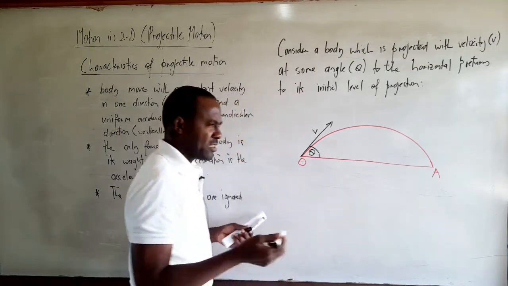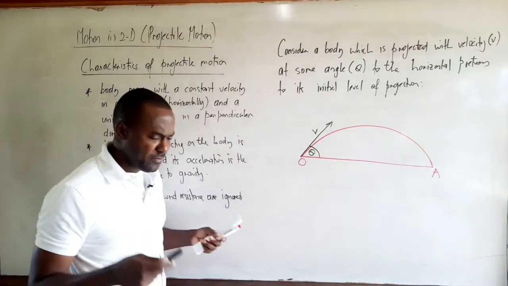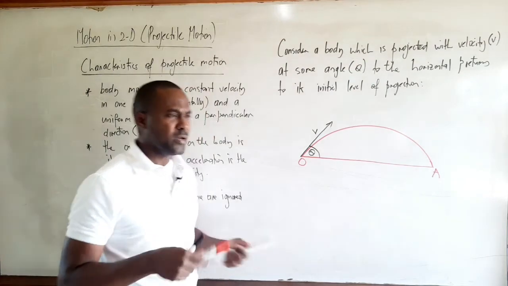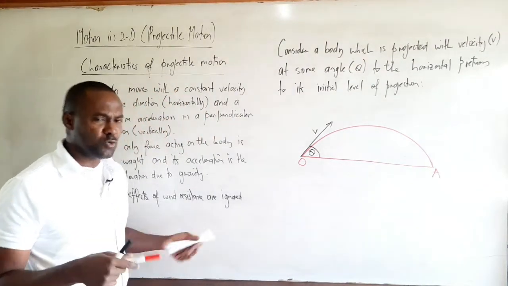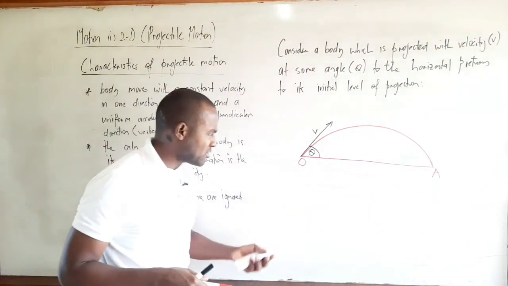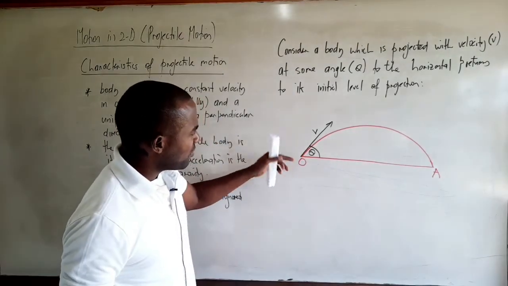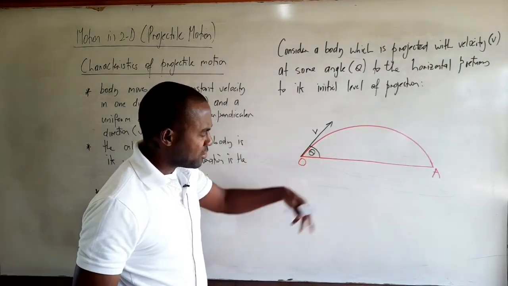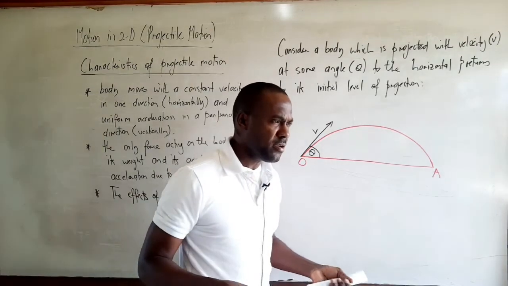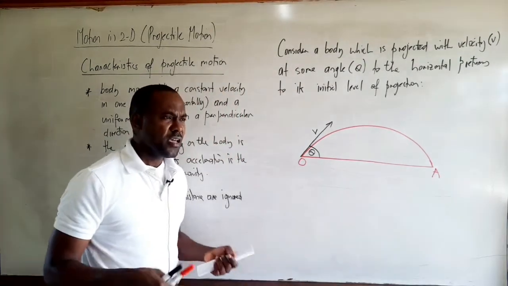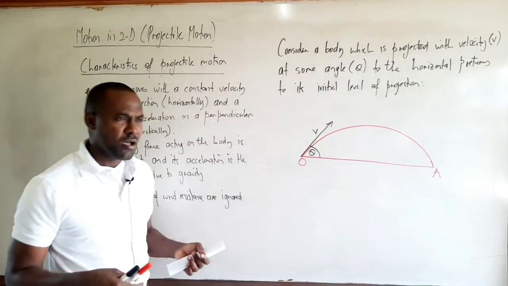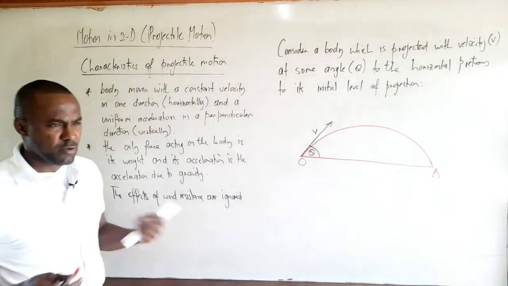Right? So as I said before, a projectile must be given some initial velocity, subsequent to which it will then move under the action of its own weight. So the projectile in this case is launched with a velocity v at an angle theta to the horizontal. Now as the body moves, its vertical velocity will change, but of course its horizontal velocity will remain constant.